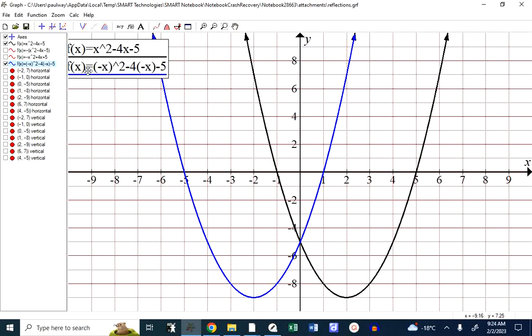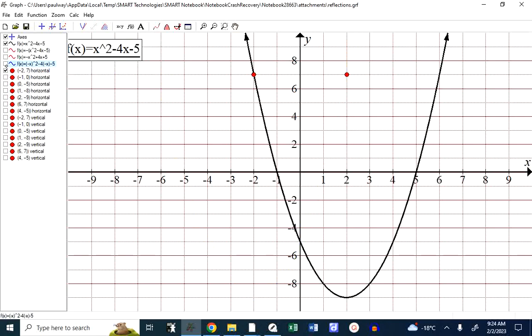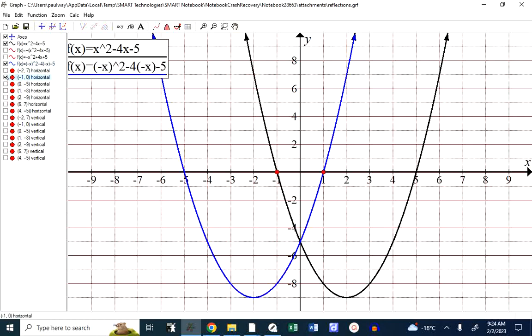Well, it's horizontal. If I take a look at this point here, on the original graph, it's at negative 2, 7. On the transformed, it's positive 2, 7. It's flipped over, hasn't it? If I were to take a look at this point, where is it? Oh, it's down here. On the original, it's an x-intercept of negative 1. On the transformed, it's an x-intercept of positive 1. So this is a horizontal reflection.